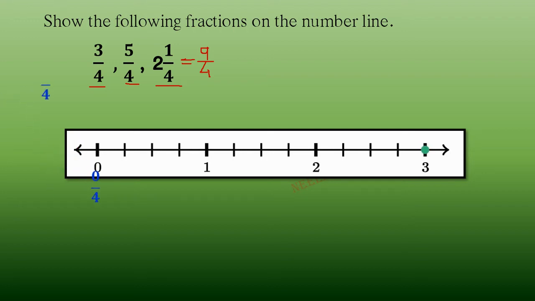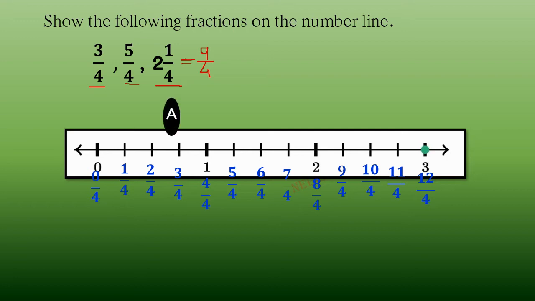See here, 0 by 4, 1 by 4, 2 by 4, 3 by 4, and 4 by 4. First write down the fractions. Next 5 by 4, 6 upon 4, 7 by 4, and 8 upon 4 means 4 1s are 4, 4 2s are 8, so 2. 9 upon 4, 10 upon 4, 11 upon 4, and 12 upon 4 means 4 1s are 4, 4 3s are 12, so 3. So now you have to show this fraction.